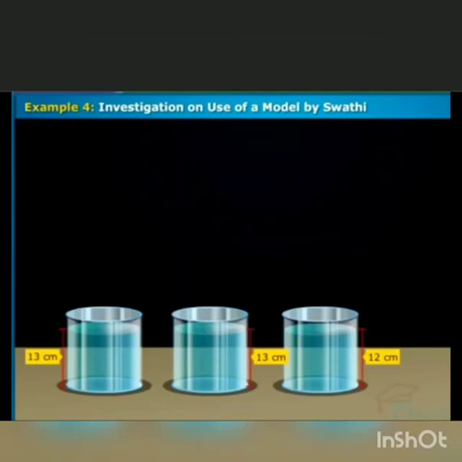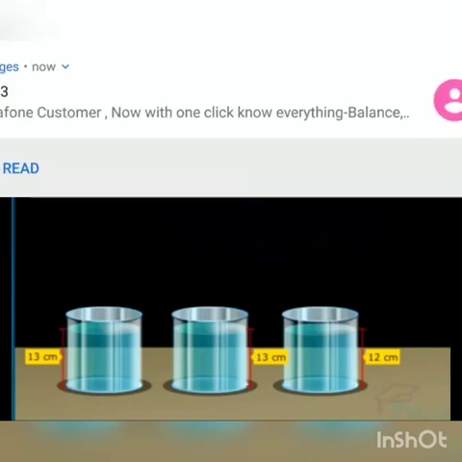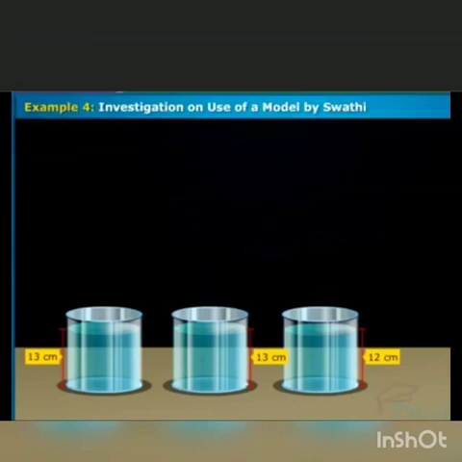Swati controls variables by making sure each beaker contains exactly the same amount of water and timing each step in her experiment exactly. The skills she uses are hypothesis, plan and conduct experiment, and control variables.